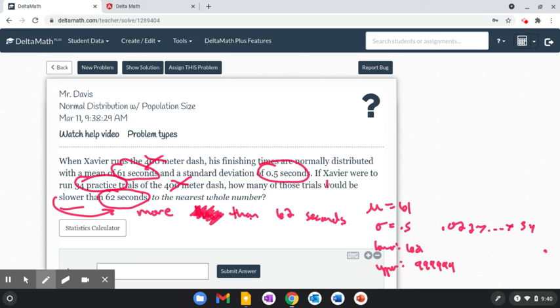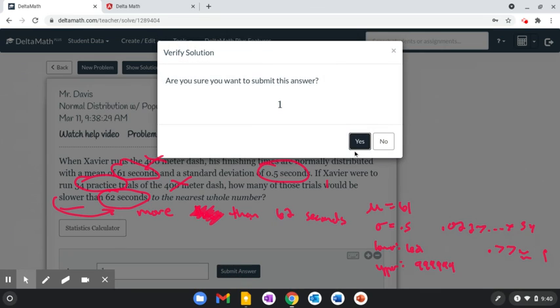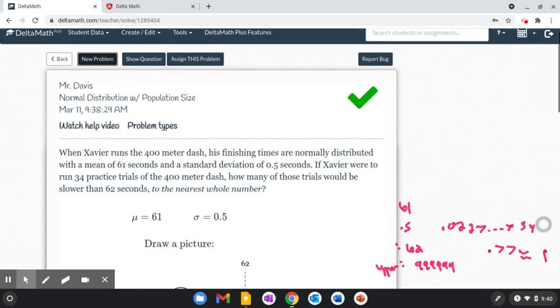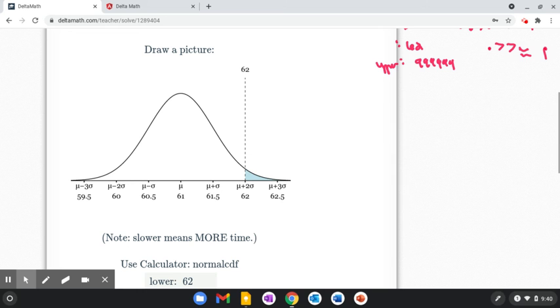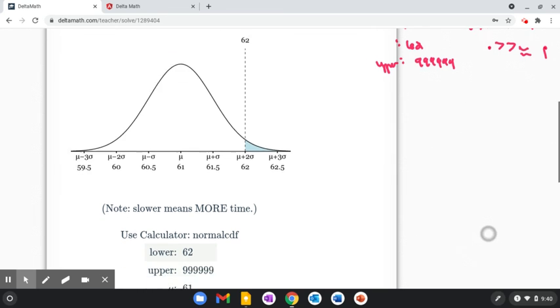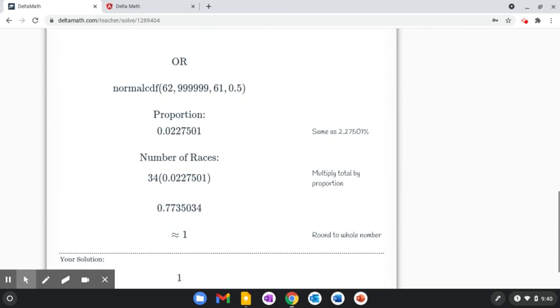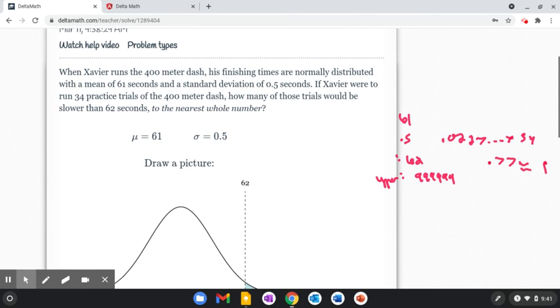And we get 0.77. We're supposed to round to the nearest whole number, so that will actually just round to 1. So we would not expect him to run many races slower than that. Here's your picture here. Slower than 62 is going to be the right tail of that. And again, not even a single race, because that is a lot slower than he's used to running. All right, hopefully that clears up any questions you have, and reach out to me if you have more.